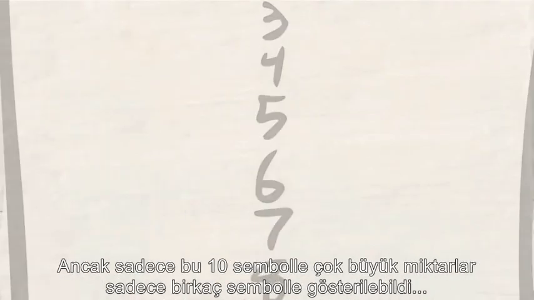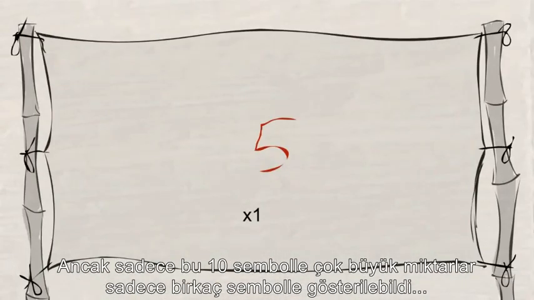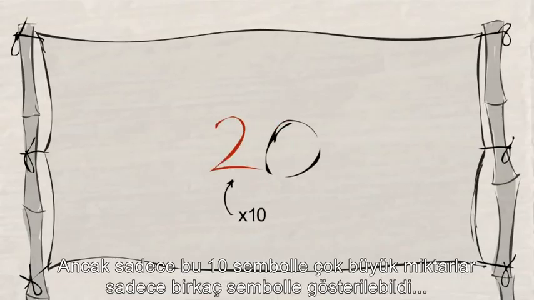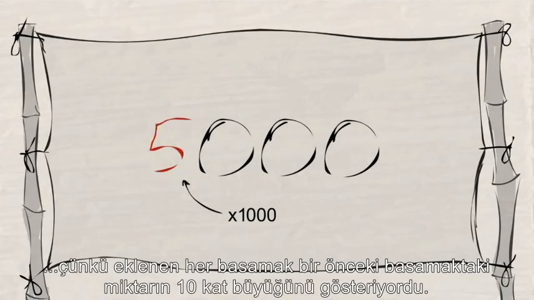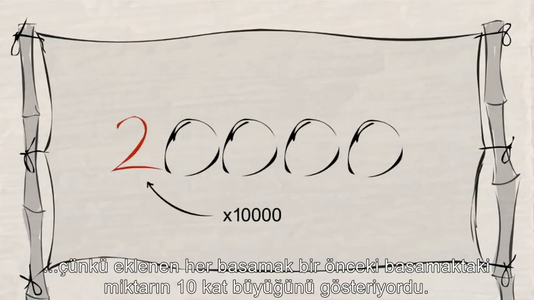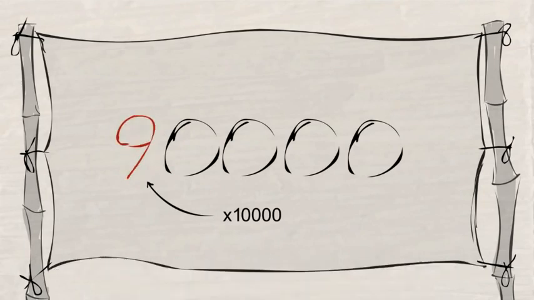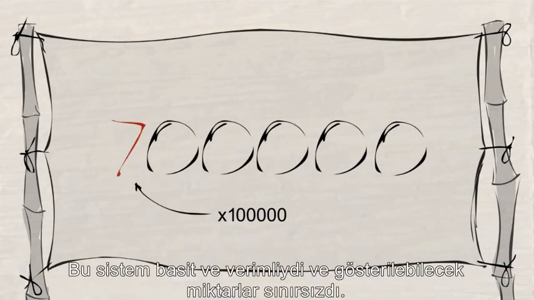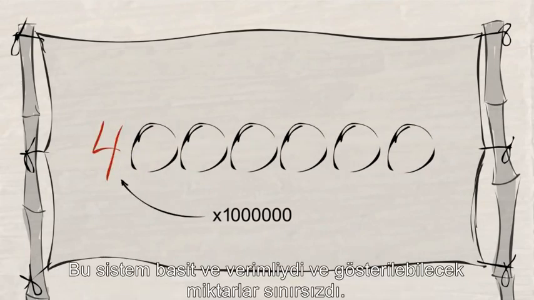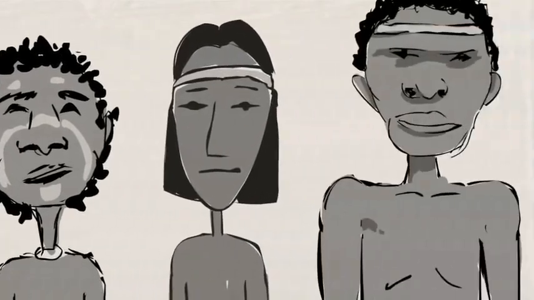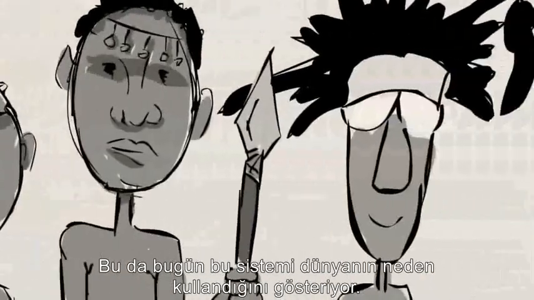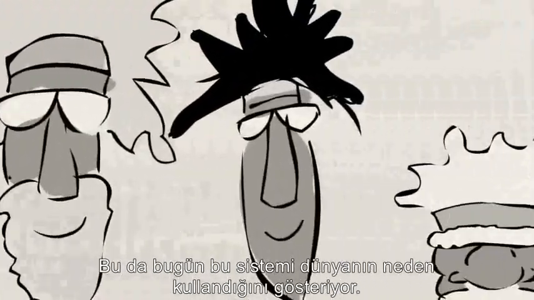However, with just these 10 symbols, very large quantities could be represented with just a few digits, since each additional digit in a number represented a quantity 10 times bigger than the previous digit. This system was simple and efficient, and the quantities that could be represented were unlimited. That is why this is the number system that the world uses today.